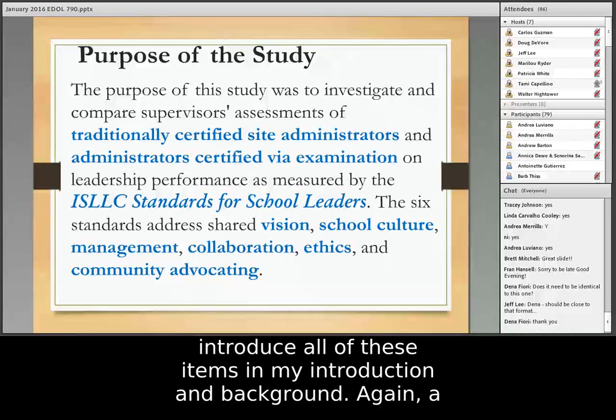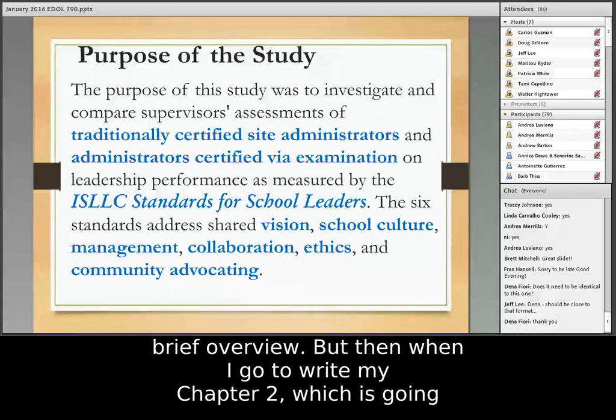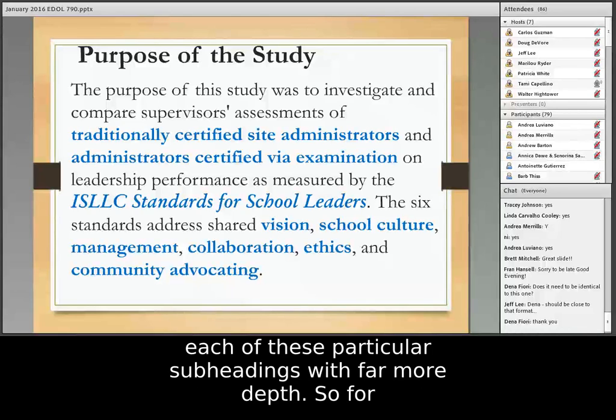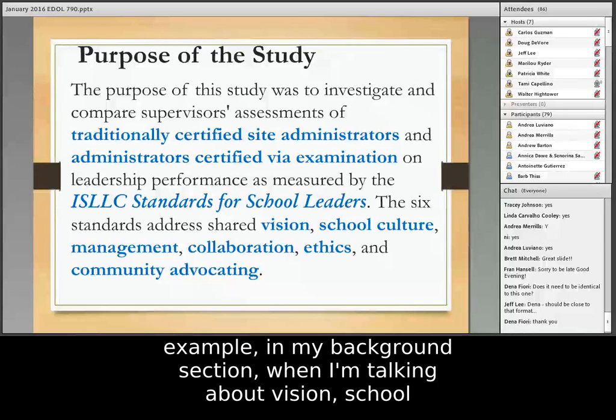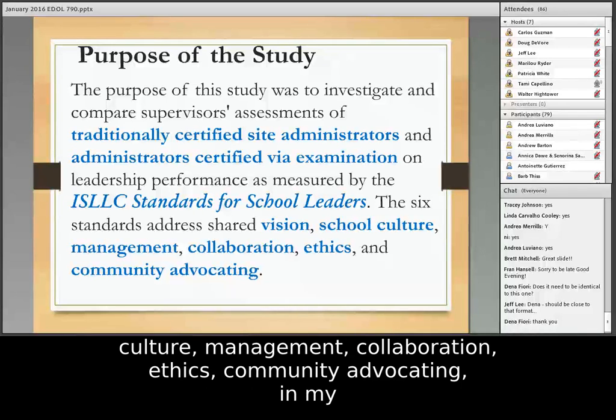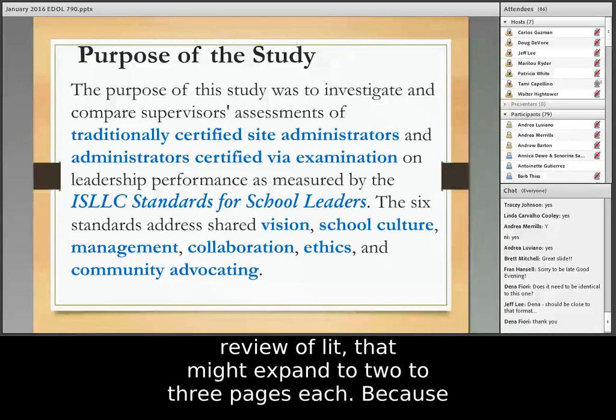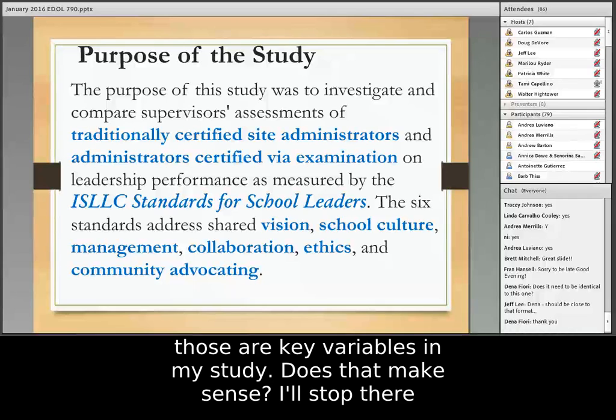So I would introduce all of these items in my introduction and background. Again, a brief overview. But then when I go to write my chapter 2, which I like to call the expanded funnel, you really are going to go into each of these particular subheadings with far more depth. So for example, in my background section, when I'm talking about vision, school culture, management, collaboration, ethics, community advocating, I might mention those with perhaps a paragraph each. In my review of lit, that might expand to 2 to 3 pages each, because those are key variables of my study.